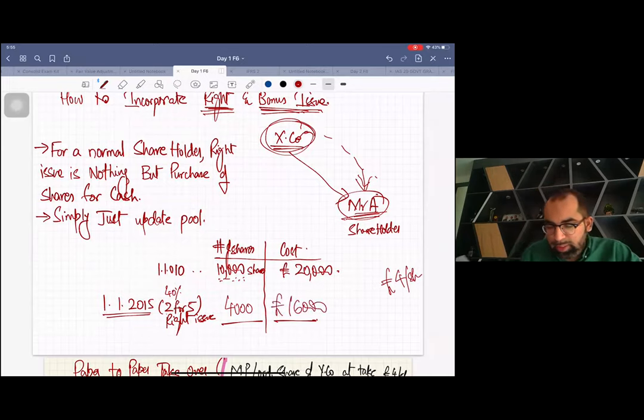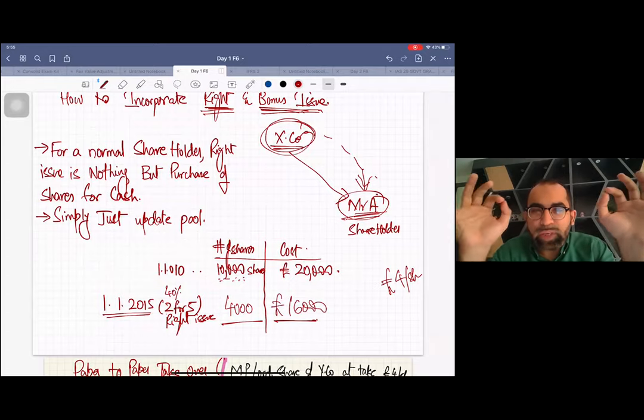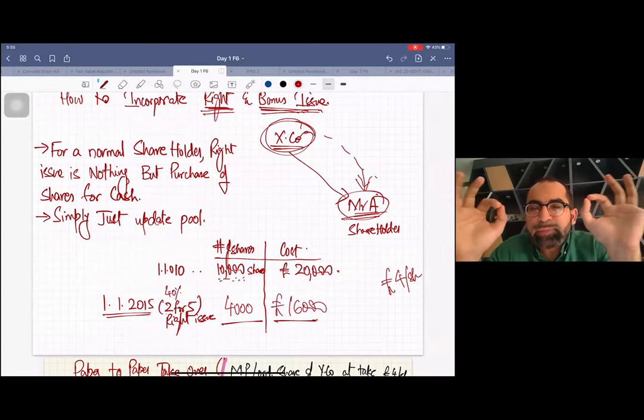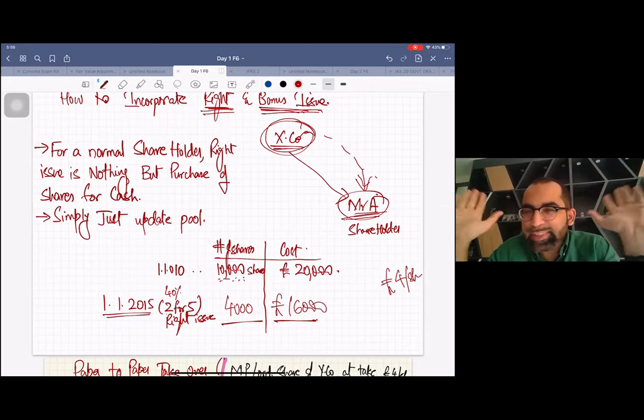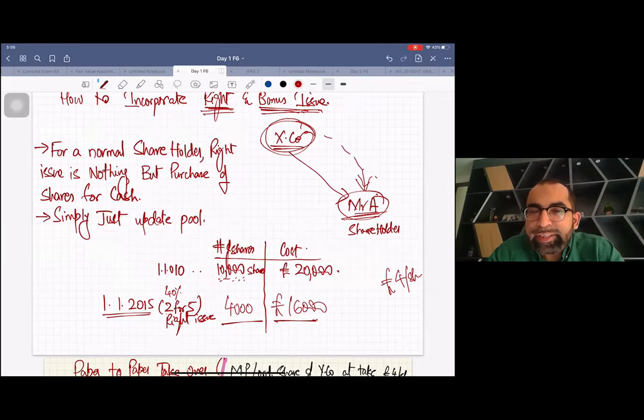Okay. So in this way, whenever there is a right issue in the question, just simply think like that. For a normal shareholder, right issue is nothing but simply purchase of shares for cash. And whenever we buy shares for cash, we'll update our pool, both columns, the shares column as well as the cost column. Okay. This is the treatment of right issue.